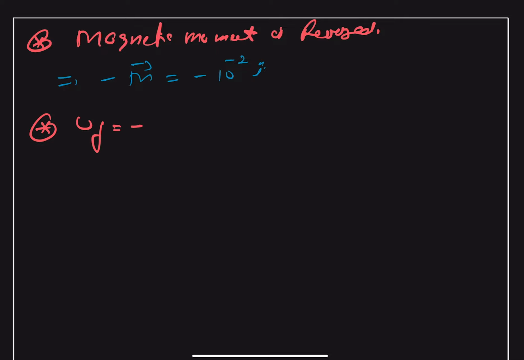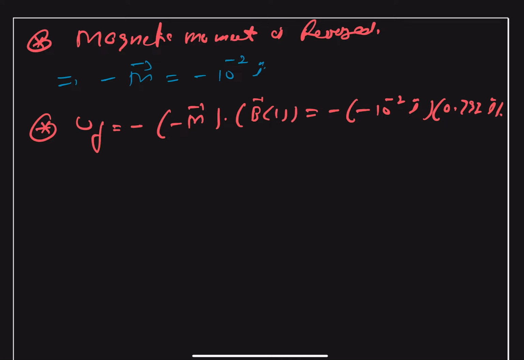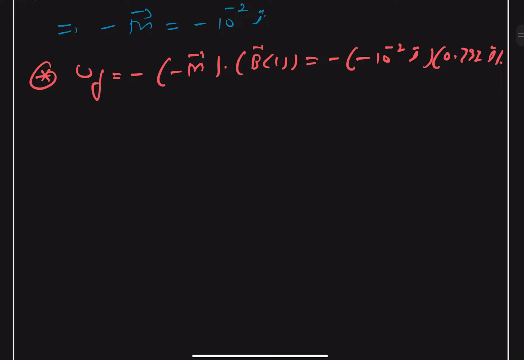Final energy is minus of the magnetic field at time, that is our 1. So this comes a minus, and we get minus of 2, and we have this I unit vector, and this is 0.992, and this is also our I unit vector. So this gives us our final energy will be approximately equal to 0.00922 joules.